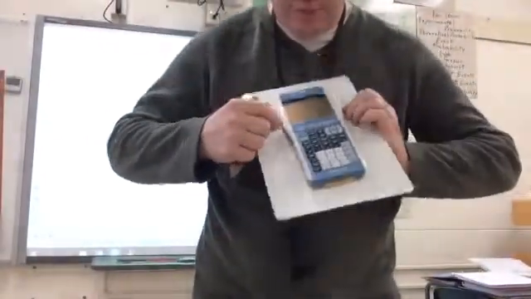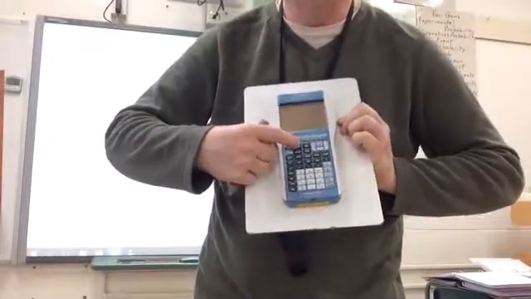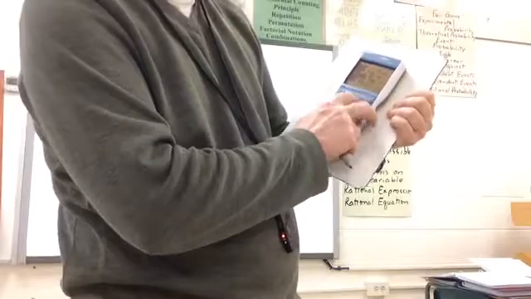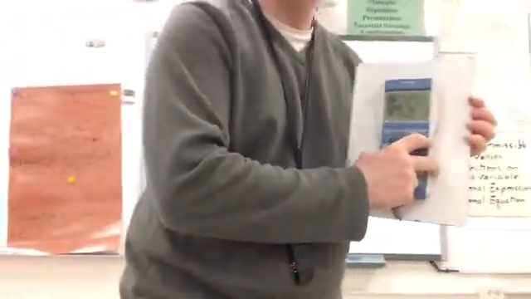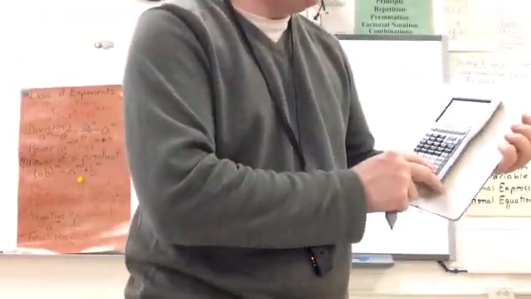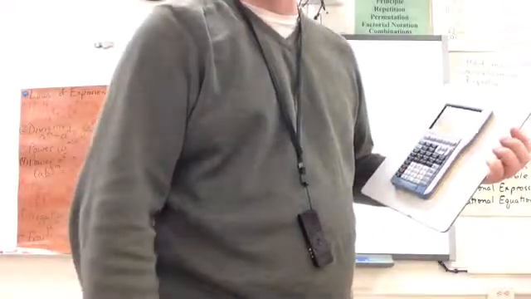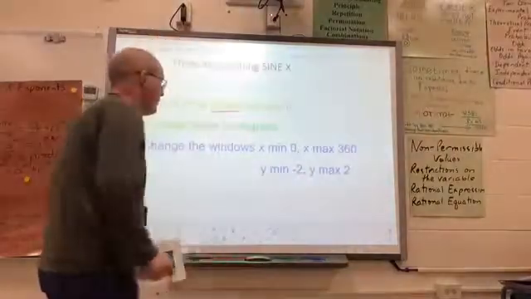Mode button up by the blue. Make certain you're in degree mode. This one is in radians. The TI series will automatically go to radian by default. You don't want that. Put it in degrees. All right? Change mode to degrees.